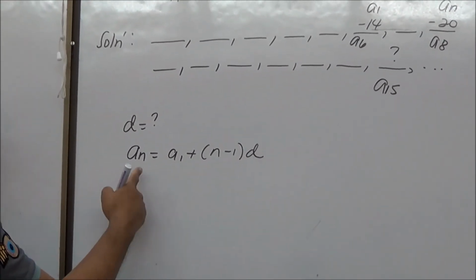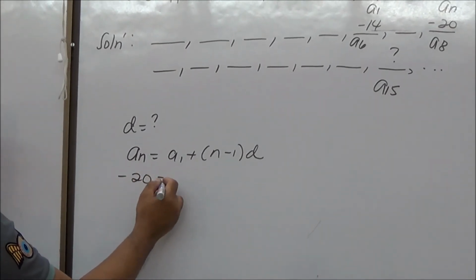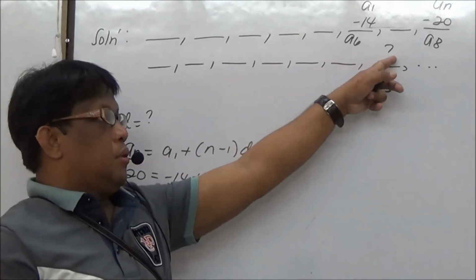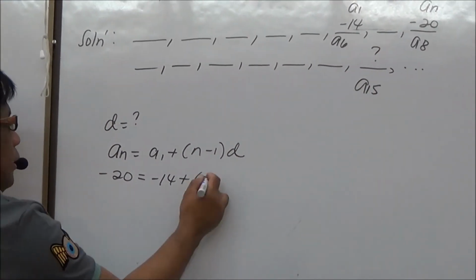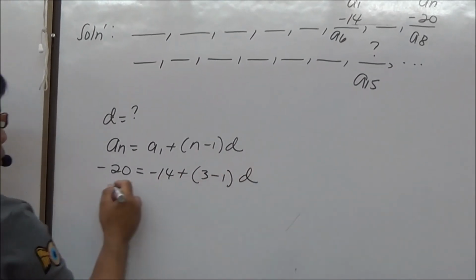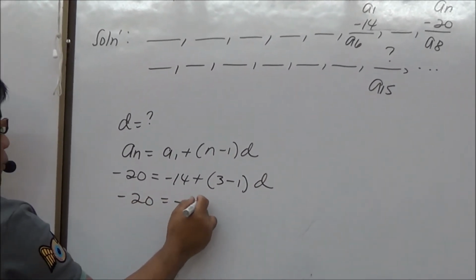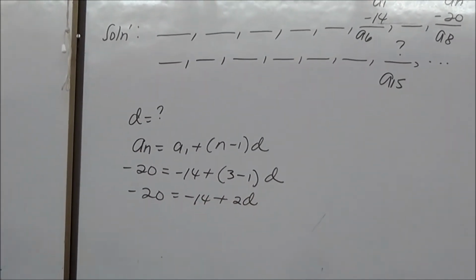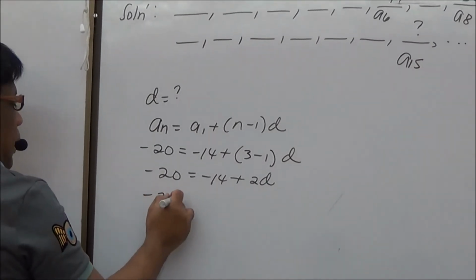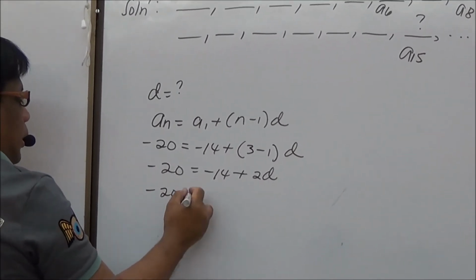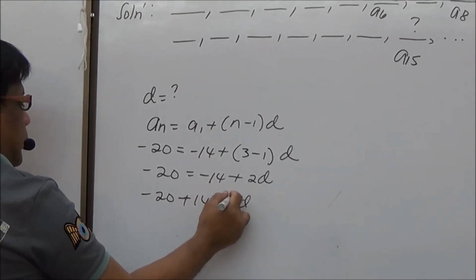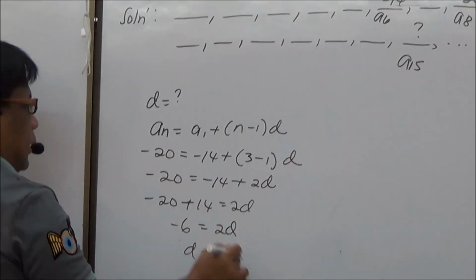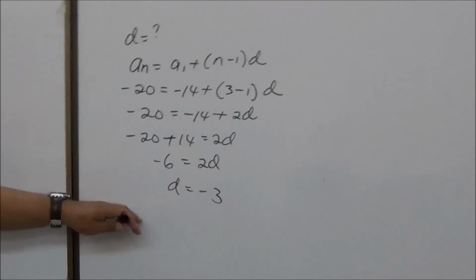So having now substituted the values, we have negative 20 equals negative 14 plus, and here is how many terms we have? 1, 2, 3. Okay? So that is 3 minus 1, then times d. So it's now negative 20 equals negative 14 plus 3 minus 1 is 2 times d, so that is 2d. And then negative 20 plus 14 will give you negative 6, right? So what's then d? d equals negative 3. Okay?